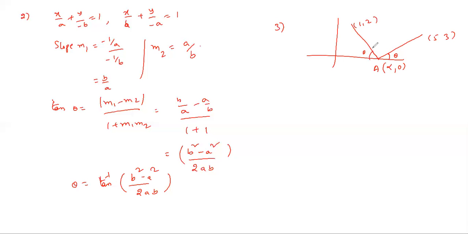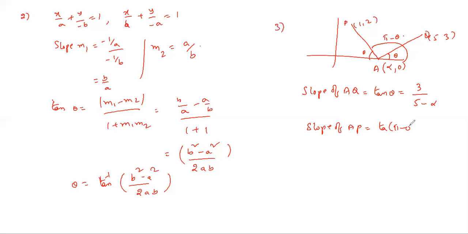To find the coordinates of A, let the angle be theta. So this is also theta, and this slope is 180 minus theta. This point is Q and this point is P. The slope of AQ is tan theta, by using inclination and points, that is 3/(5 - alpha). Next, the slope of AP is tan(180 - theta), which is -tan theta, that is 2/(1 - alpha). So -tan theta means 3/(alpha - 5) = 2/(1 - alpha).